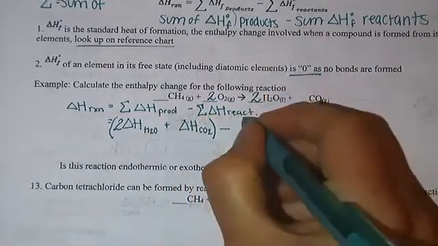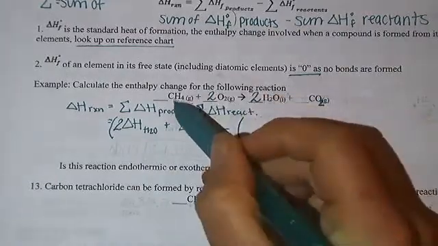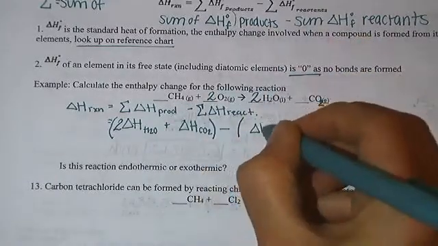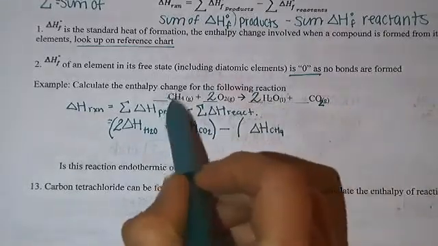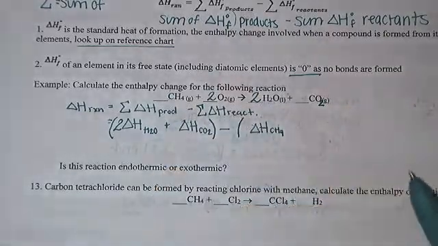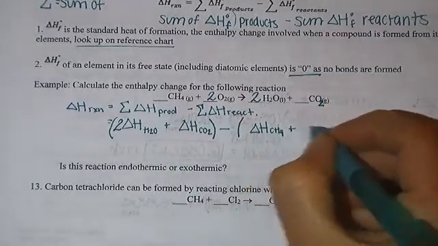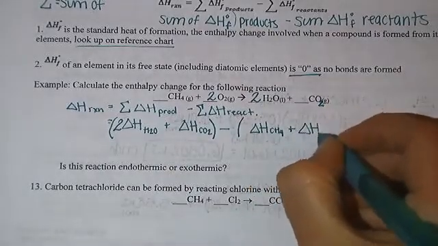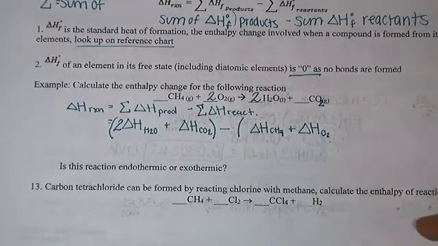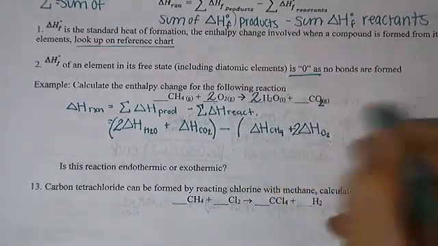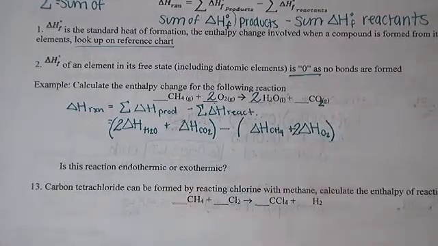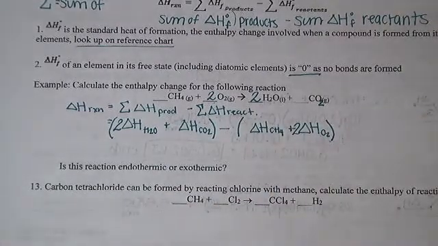We're going to do the same thing on the reactant side. I'm going to go find delta H for CH4. I only have 1 mole, so I'm only going to have a 1 there. I'm going to add that to the delta H for O2. Now I have 2 moles of O2, so I'm going to multiply by a 2 there. That is how we can simplify down that equation. Now we're going to go plug in numbers.